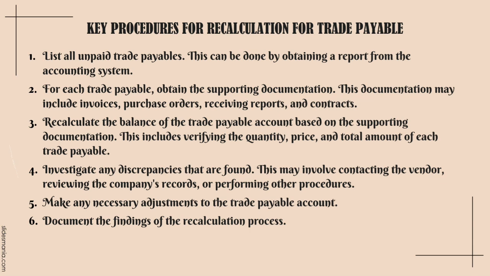Investigate any discrepancies that are found. This may involve contacting the vendor, reviewing the company's records, or performing other procedures. Make any necessary adjustments to the trade payable account. Document the findings of the recalculation process.